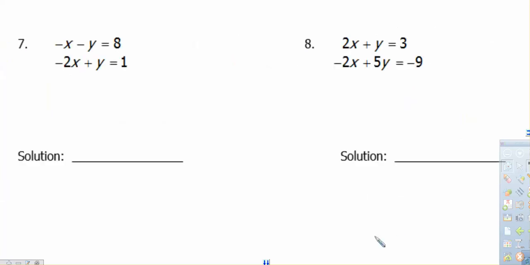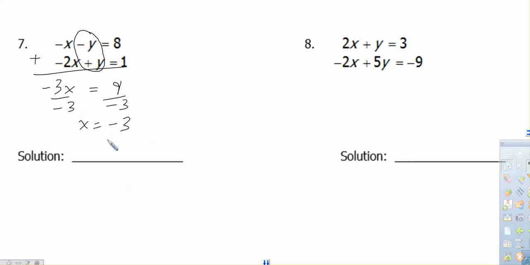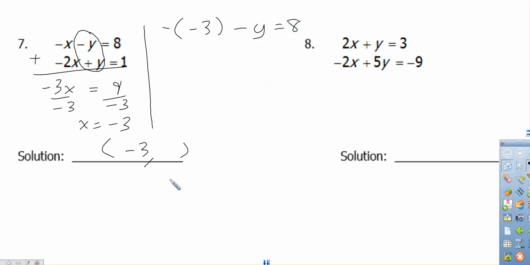All right, number 7. Looking for a 0 pair. It looks like we have it right here with the y's. So when we add these two together, we get negative 3x equals 9. So dividing by negative 3, x equals negative 3. Okay, now let's replace that in the first equation. We have negative x, which is negative 3, minus y equals 8. So that gives us a positive 3.